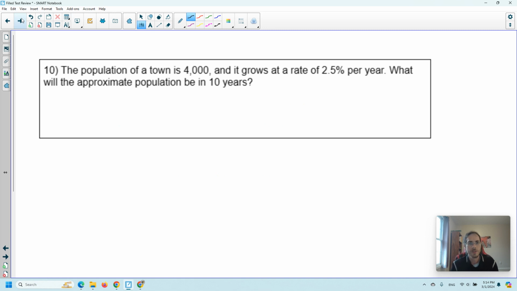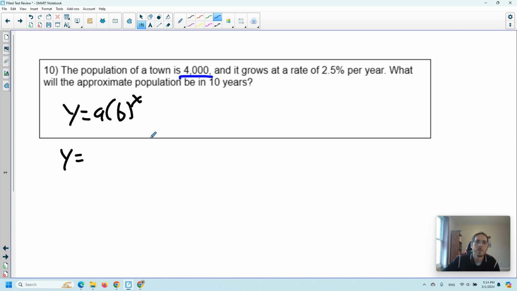For number 10, the population of a town is 4,000 and it grows at a rate of 2.5% per year. We need the approximate population in 10 years. So we're going to use our equation, y equals a times b to the x. The reason is that we see we've got a percentage here, and those percentage ones are usually going to be the exponentials.